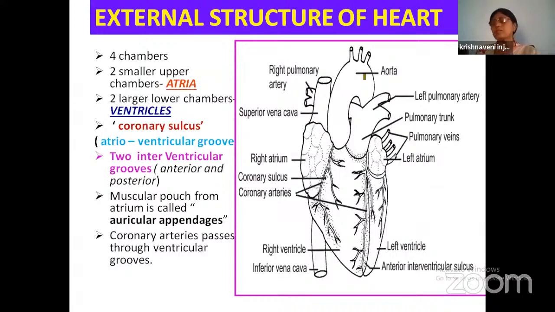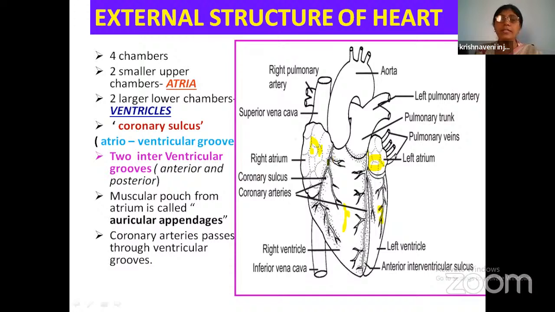Next, external structure of heart. Already you know very well. 4 chambers. It has 4 chambers. 2 smaller upper chambers are atria. These are the atria. Yes, number 1 and number 2. These are the upper chambers, atria, and 2 lower chambers. They are called ventricles. This is the 1 and this is the 2. These are the ventricles. These are the atria.